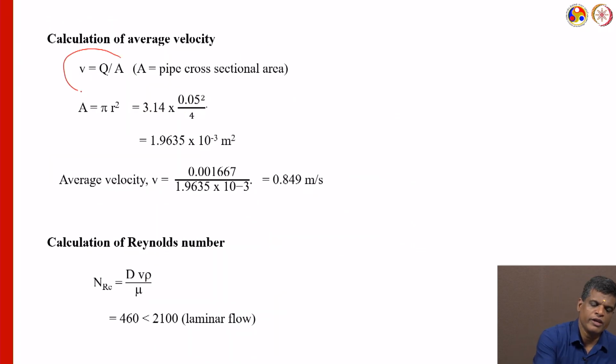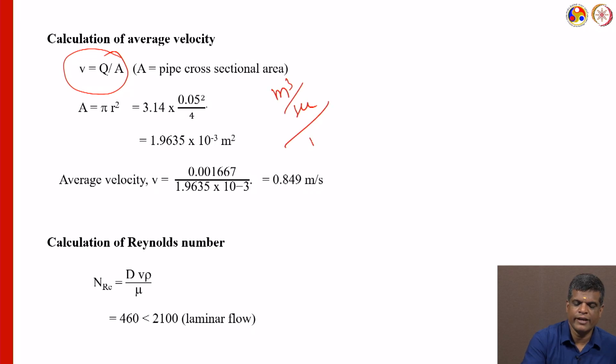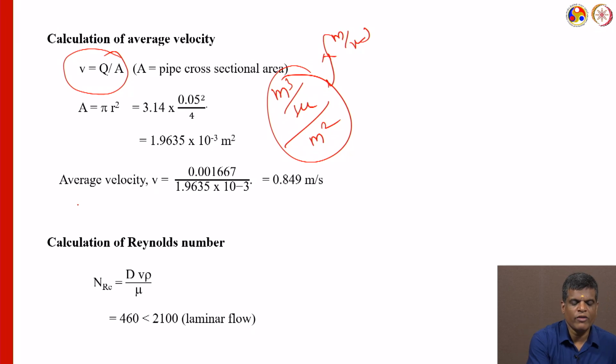So, we know the velocity is Q by A, because the volumetric flow rate is in meter cube per second and the area is in meter square, so from there we get velocity in meter per second. We can calculate it from here. So, the average velocity V equal to 0.849 meter per second, as we calculated.